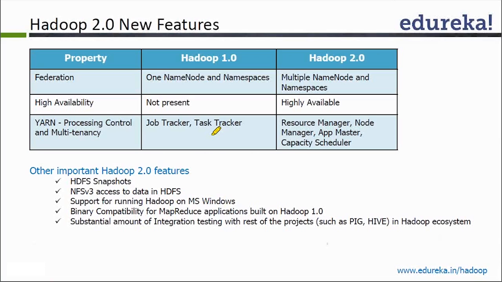Right. Then the third thing you have is the application master. It coordinates and manages things whenever you submit a MapReduce job. The life cycle of that whole job will be managed with the help of the application master.